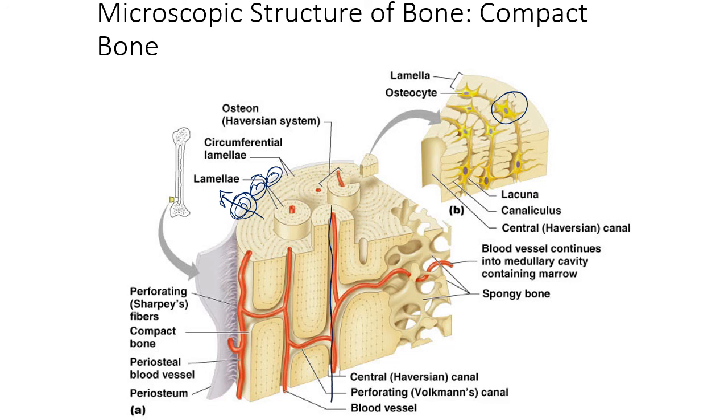Here we can see one of those nutrient foramen getting blood vessels into the bones themselves. As they go from one osteon to the next osteon, we then have a Volkmann's canal, and so that connects each of the individual osteons themselves.